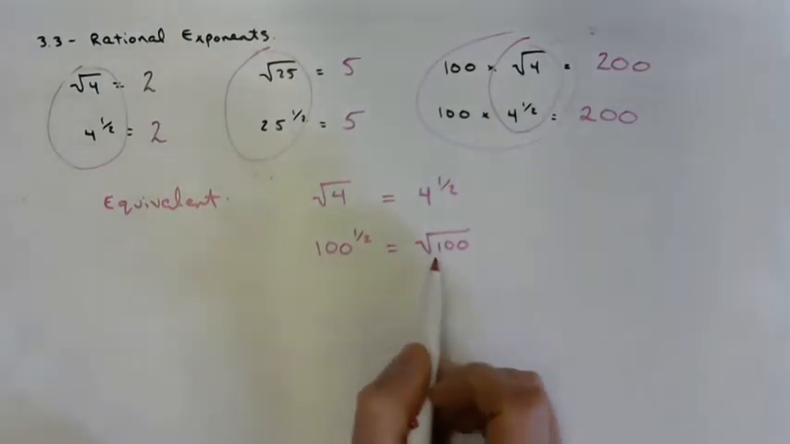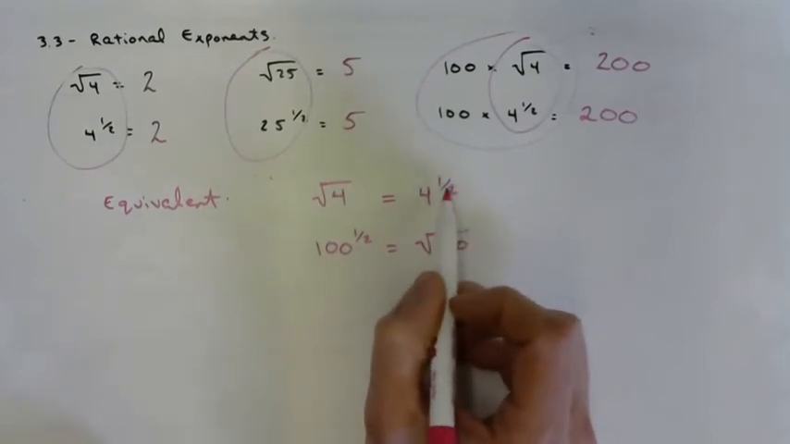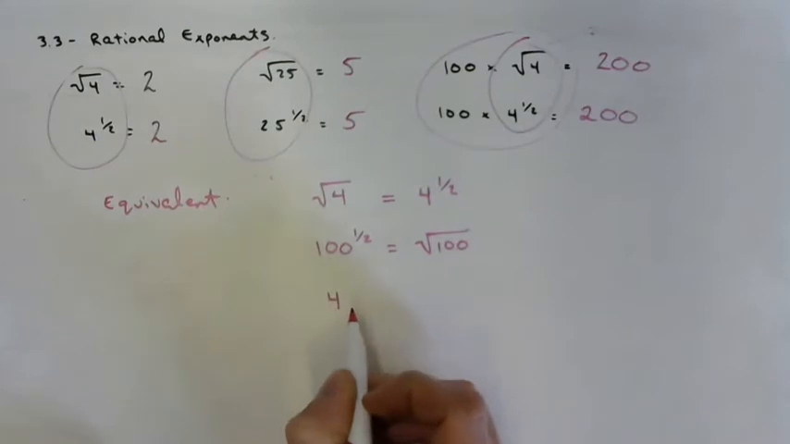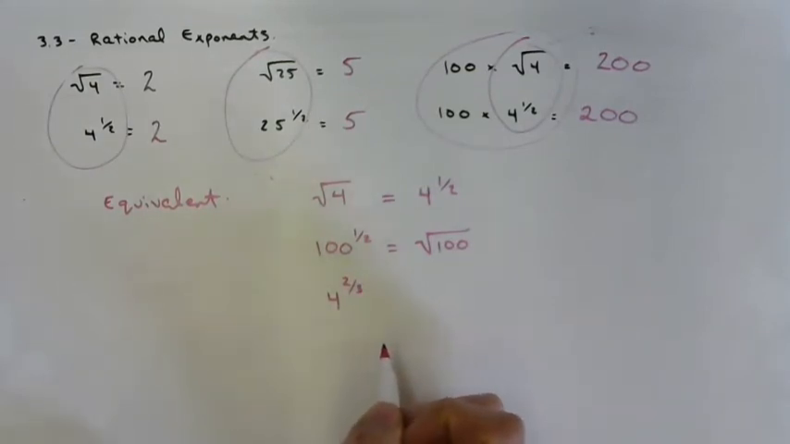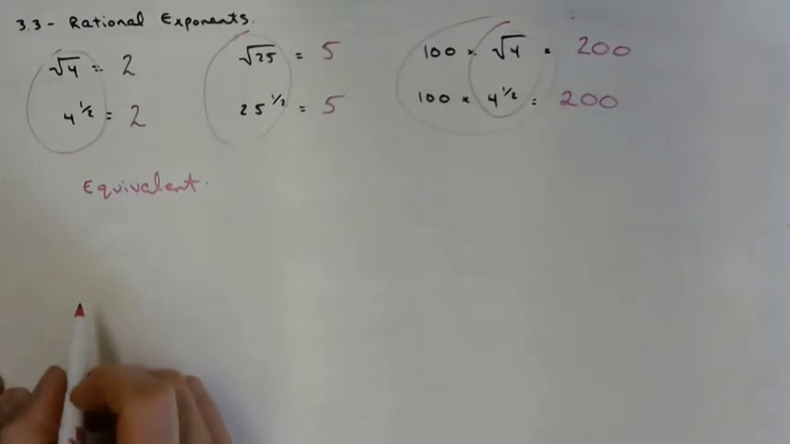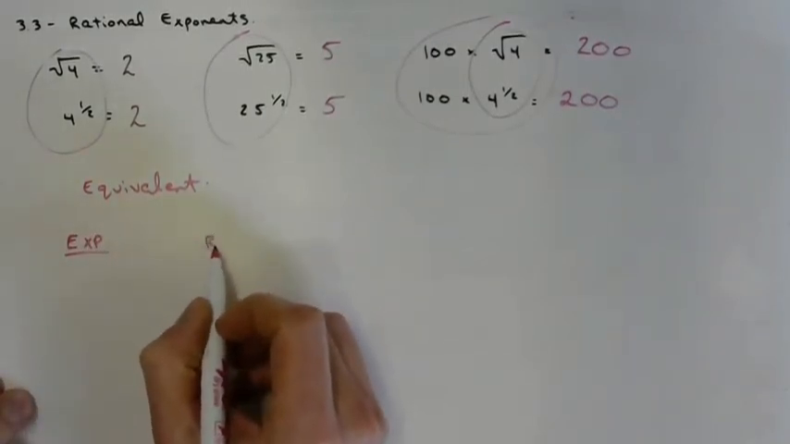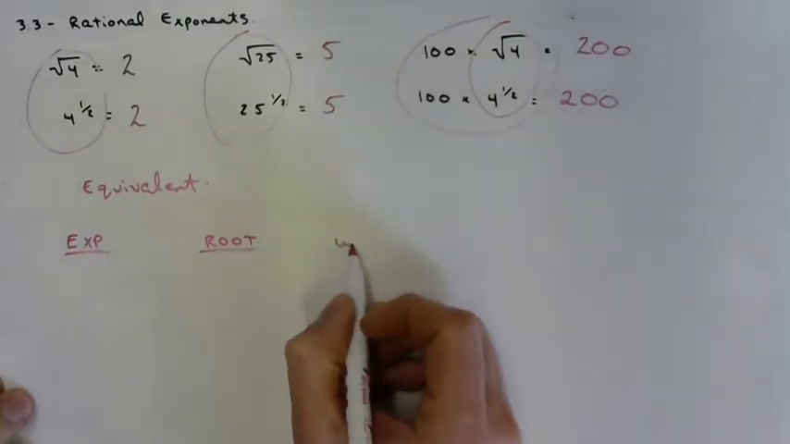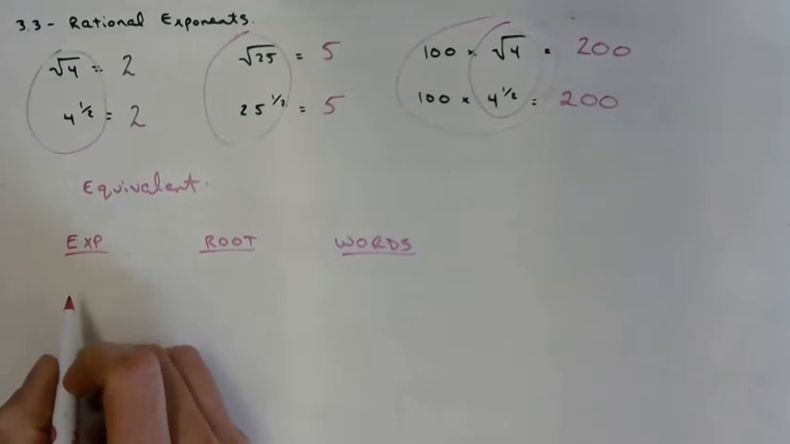Now that's really easy when we're talking about square roots, but this rational exponent doesn't have to be 1/2. It could be something like 4 to the power of 2/3. And we're going to figure out what that kind of stuff means as well. Okay, just below that you have a little table with exponential form, root form, and words. And we're just going to look at 3 different examples.